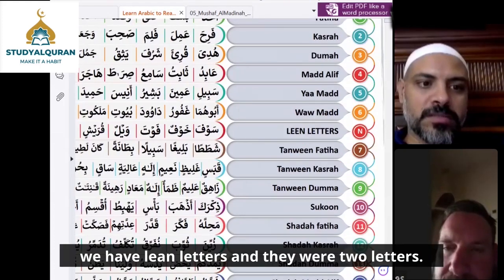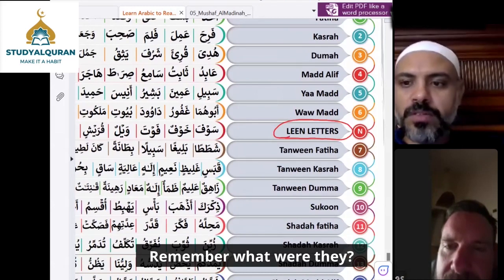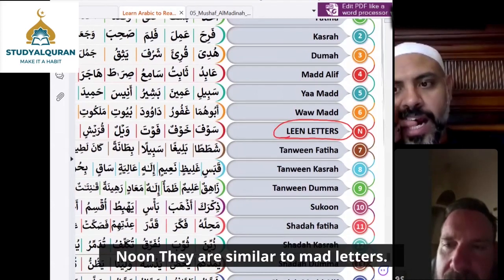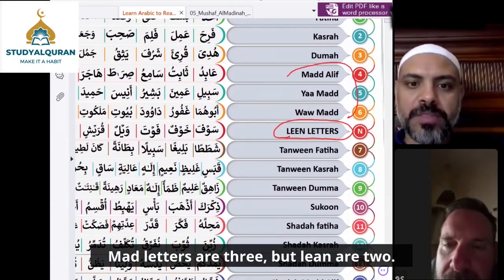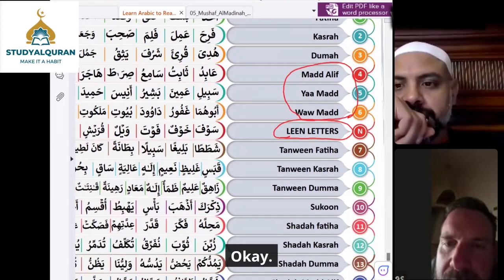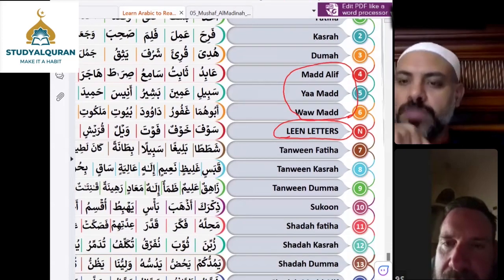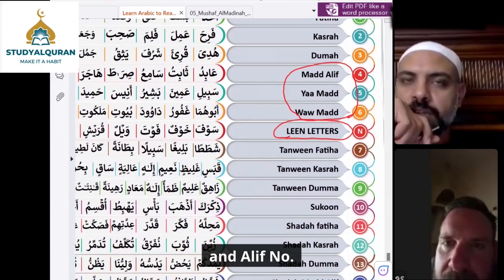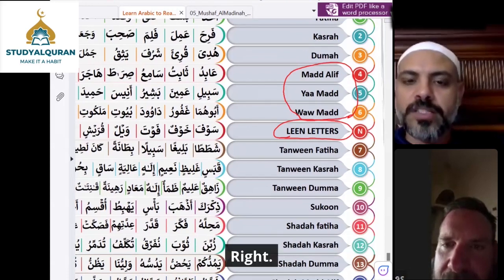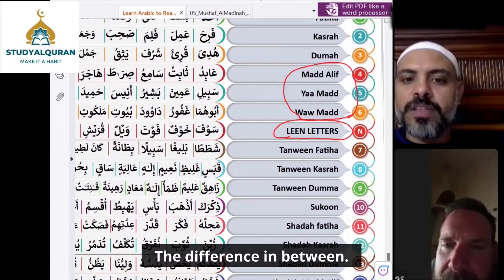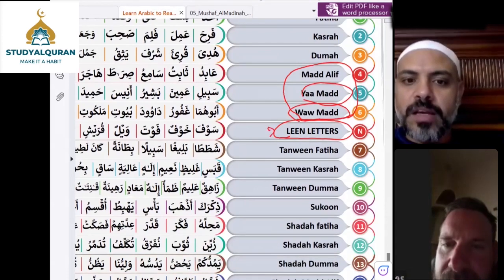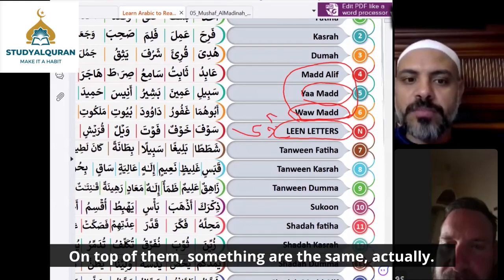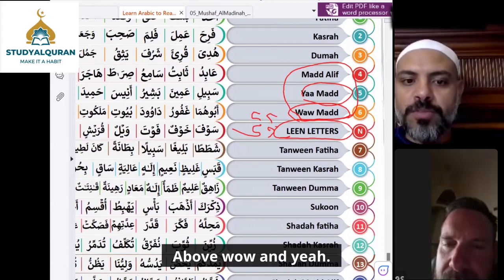We have lean letters, and they were two letters. Do you remember what they were? They are similar to mad letters. Mad letters are three, but lean are two. Perfect. Waw and ya. The difference between ya mad, waw mad and the lean letters: on top of them there is something different. Above waw and ya, something is the same actually.